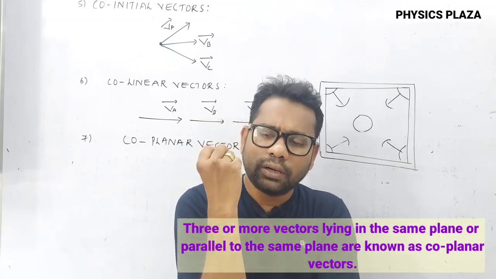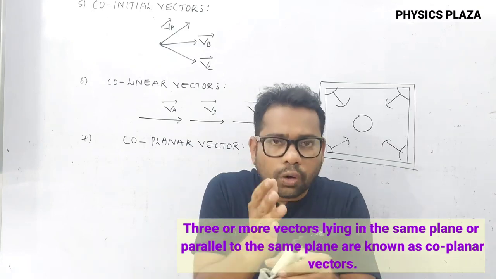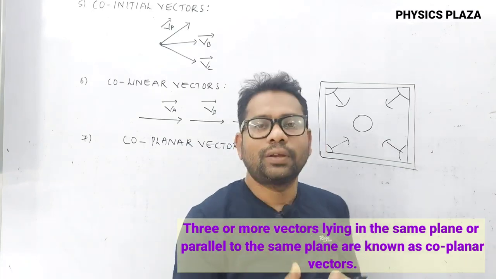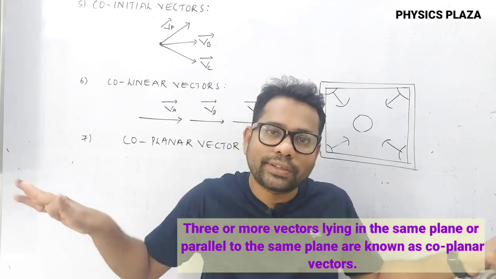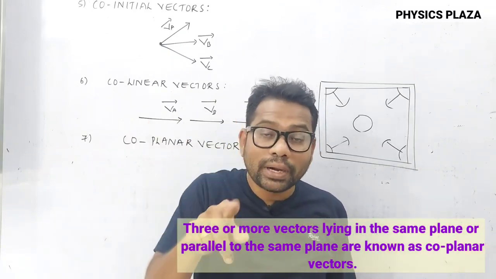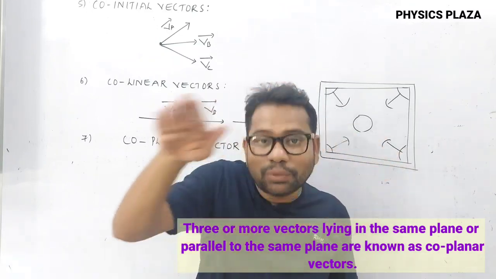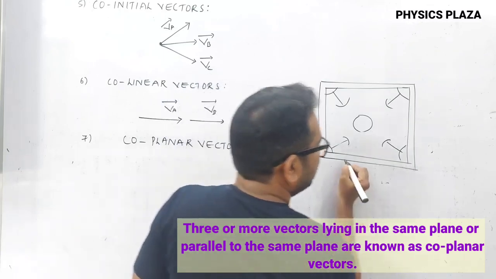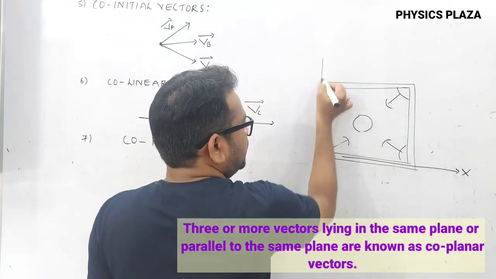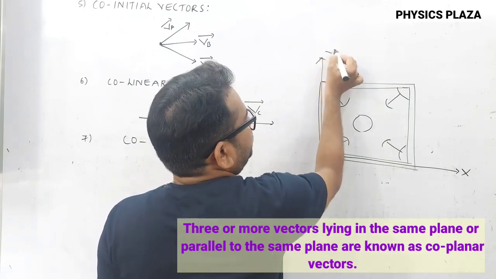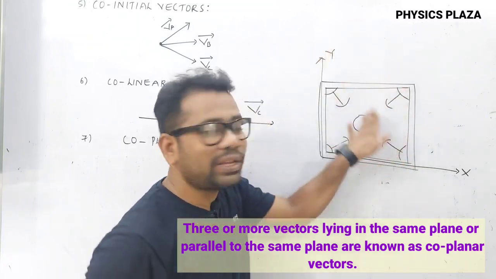Children, when coins are hit with a striker, what will happen? Do you think that all coins will be going along the same line? No, they will be moving here and there, in all directions, but in the plane of that board only. Yes or no? In that plane only they will move. Let us take this as the x-axis for the sake of convenience, and this as the y-axis. All coins will be moving in this xy plane only.